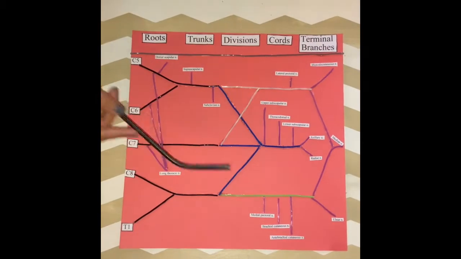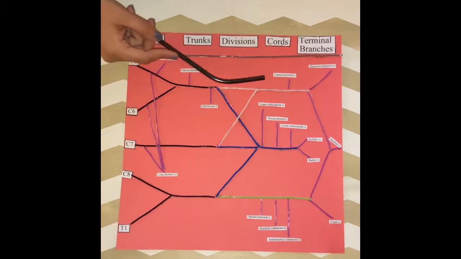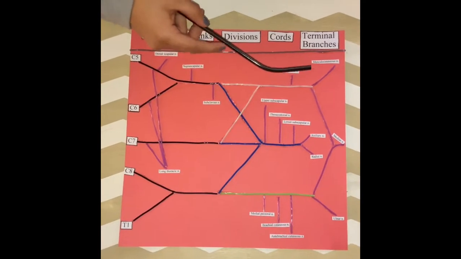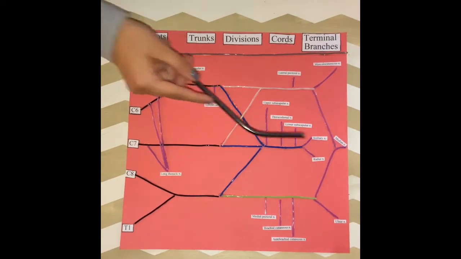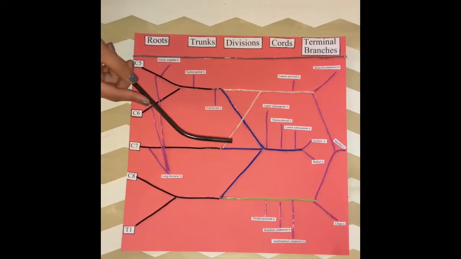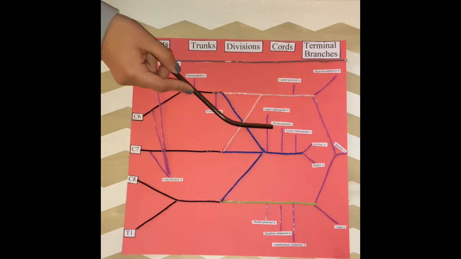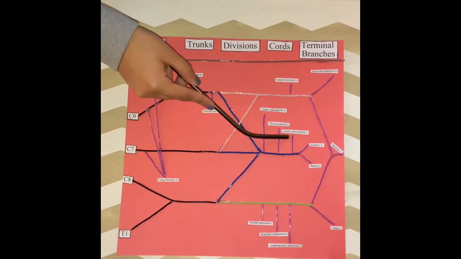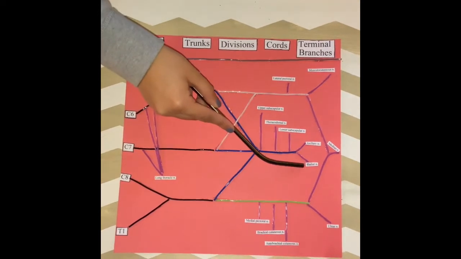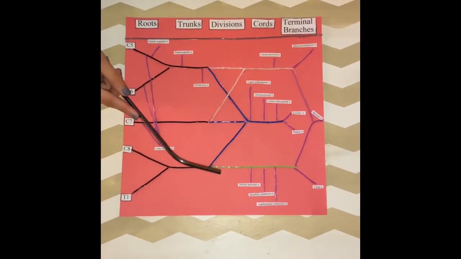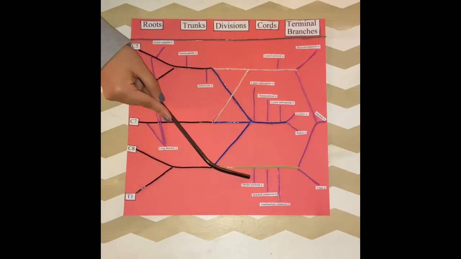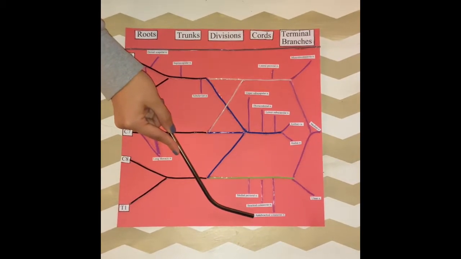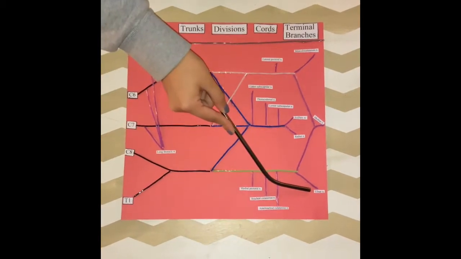Branching off of the anterior lateral cord, we have the lateral pectoral nerve, the musculocutaneous nerve, and the median nerve. Branching off of the posterior cord, we have the upper subscapular nerve, the thoracodorsal nerve, the lower subscapular nerve, the axillary nerve, and the radial nerve. And branching off of the anterior medial cord, we have the medial pectoral nerve, the brachial cutaneous nerve, the antebrachial cutaneous nerve, the ulnar nerve, and the median nerve as well.